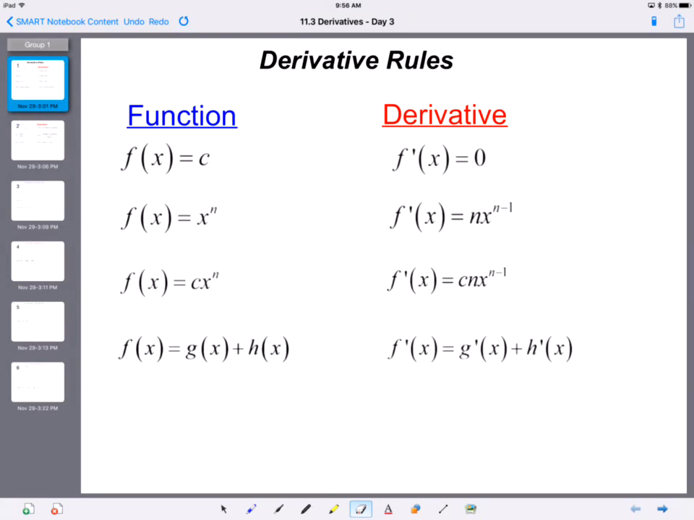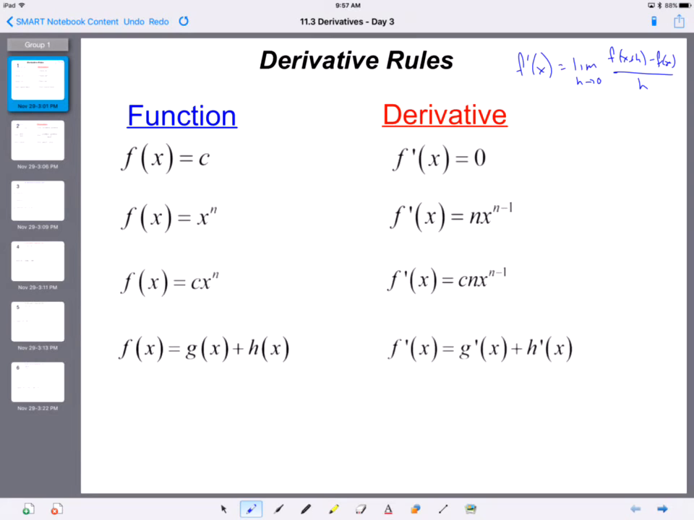Welcome to Derivative Rules. We are looking at the shortcuts, the rules to finding derivatives. We just finished up using the definition, where the limit as h approaches 0 of f of x plus h minus f of x, all over h, was the derivative. But maybe as you were working through some of those problems, you realized there seem to be some shortcuts, and that's what we're going to talk about today.